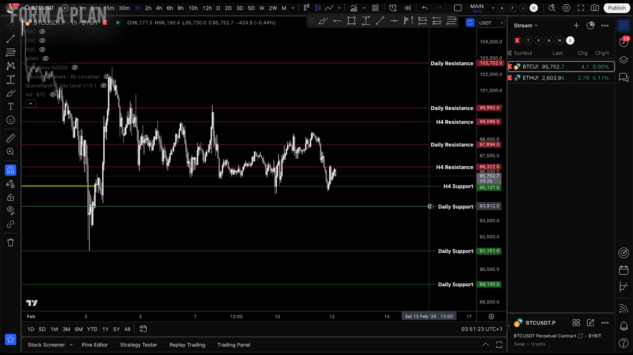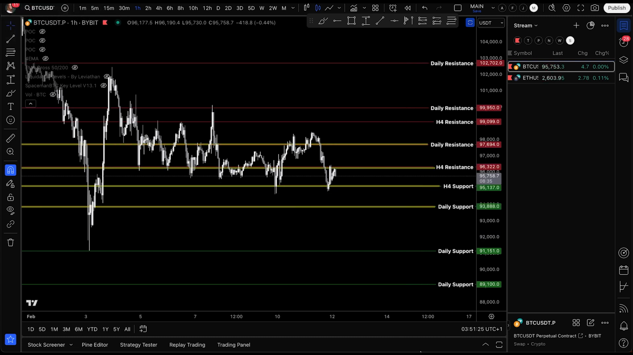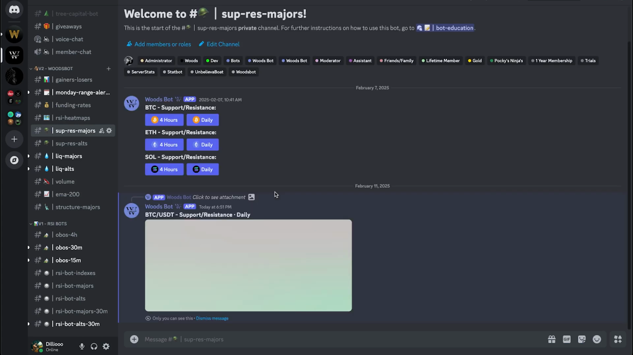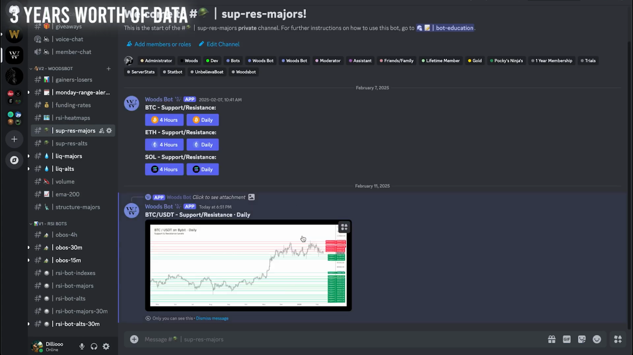We have levels, daily and H4 support and resistance. Again, you've probably seen, but these come from our support and resistance bots. We offer this on Bitcoin and Ethereum as well as Sol, and it's on the daily and 4 hour. In the click of a button, these levels will generate for you, and they're pulled from 3 years worth of data, so they are very strong levels.